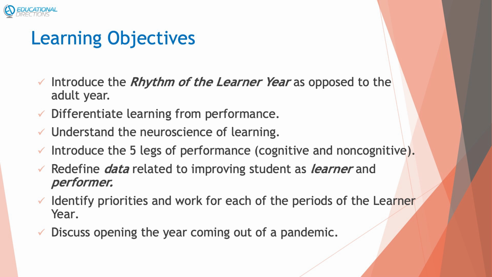First, we're going to start with looking at an overview of the learner year itself. We're going to differentiate learning from performance, learning in terms of the neuroscience of learning, performance in terms of the cognitive and non-cognitive legs that go into our five-legged performance model. We're going to look at what data we have and what data we might need, identify priorities of work, especially in terms of opening school next year, and then discuss a few things about how next year is going to be different coming out of this last 18 months of pandemic.